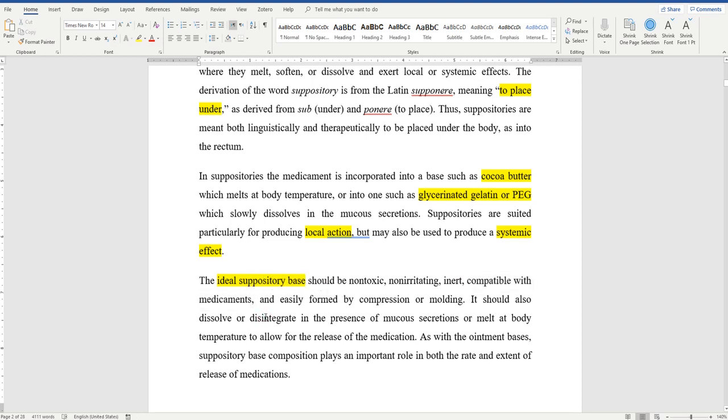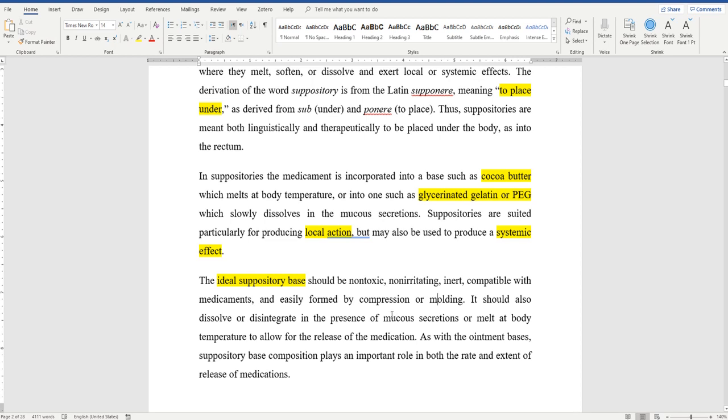Another important thing about the suppository base is that it should help in manufacturing or producing the suppository. How can it help? By being easily compressed, or molded. These are the two main ways of producing suppositories industrially, and the most common is molding. We will talk about these two methods later.